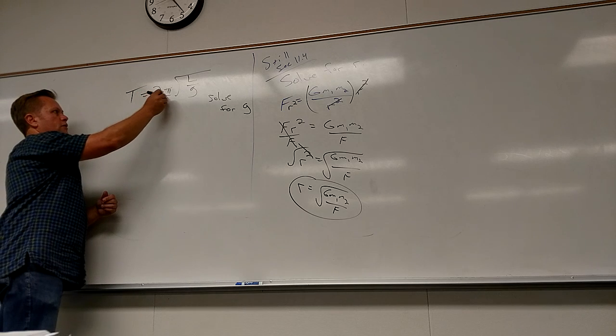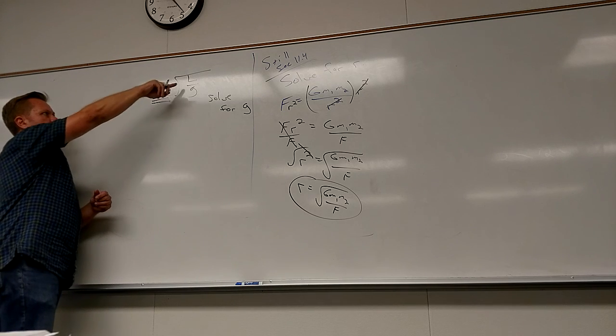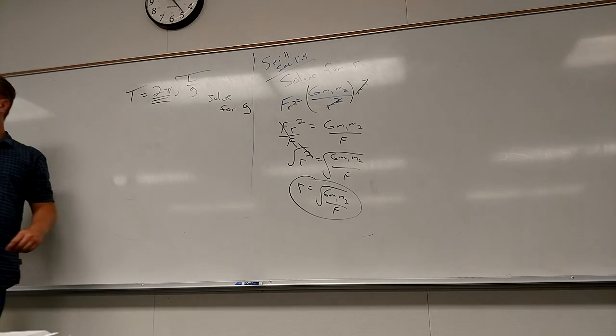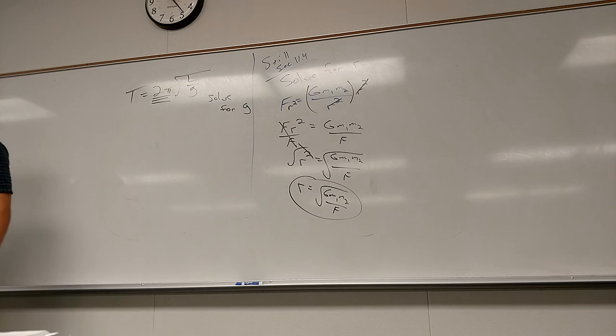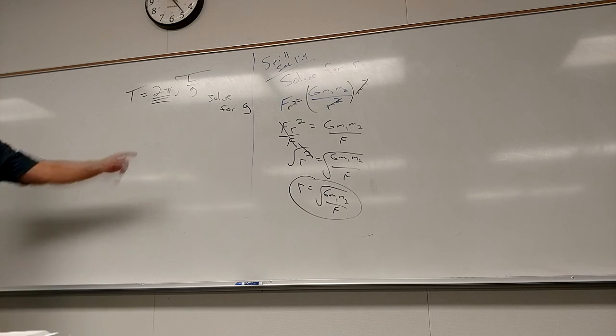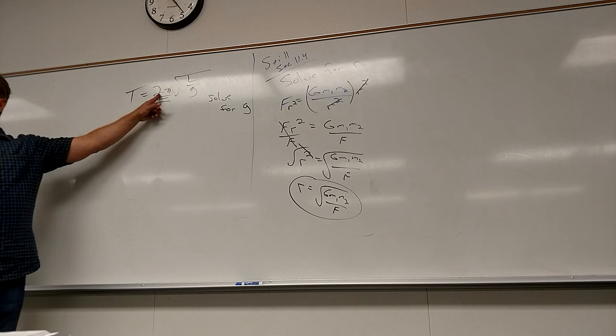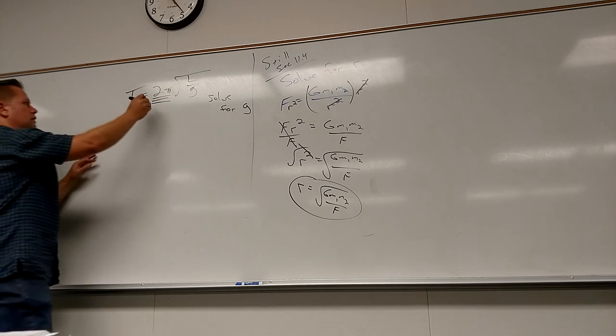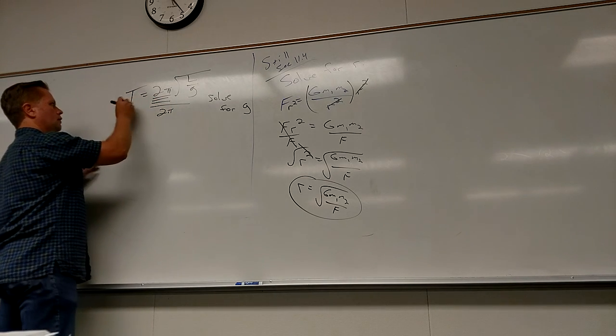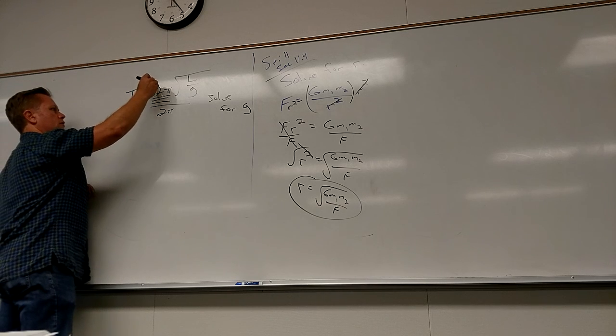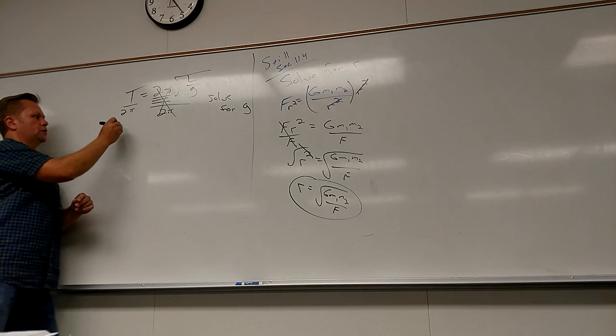See how this guy's in the wrong place? If I divide by him, I can then square and kill the square root, right? Now you could square right now. I don't know if some of you did that. Just got to remember to square this guy too. If you divide both sides by 2 pi, right?